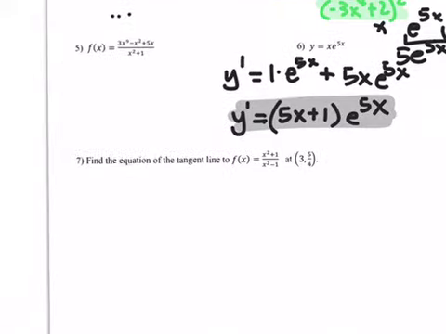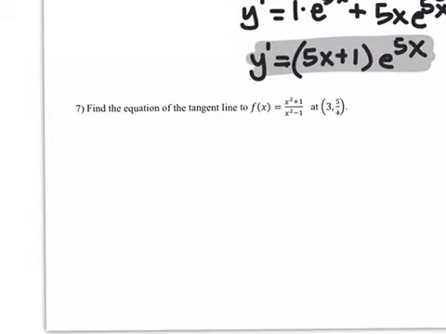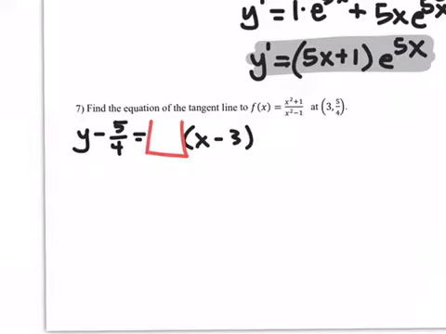Okay, let's move on and find the equation of the tangent line to f of x, this function, at 3, 5/4. So I'm going to go ahead and write this. I already know a point on this line, so I'm going to write this part, and I'm just going to leave a spot for the slope. So all I'm looking for is the slope of this function at x equals 3.